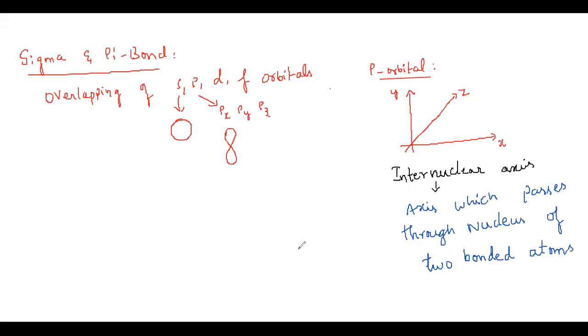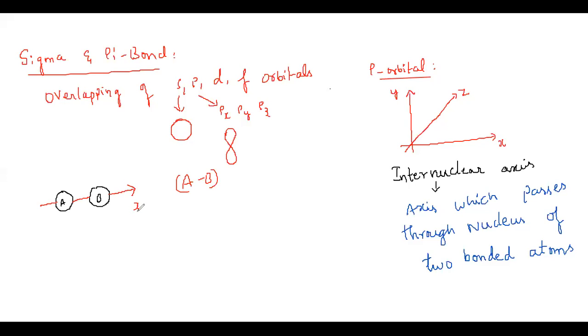So if I take two atoms here, let's take this one atom which is A, and this is another atom which is B. And if I draw an axis in this way, okay, this axis which you see is known as the internuclear axis. So this is the axis which is passing through the nucleus of two bonded atoms. So it means A and B are bonded here. You can call this an x-axis.